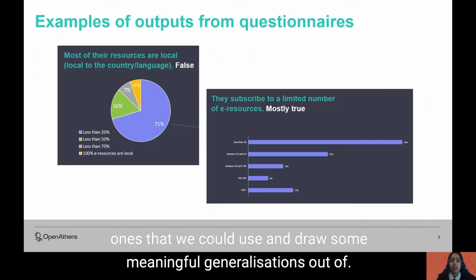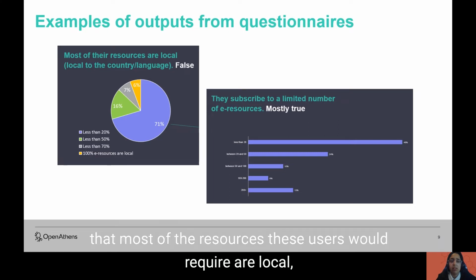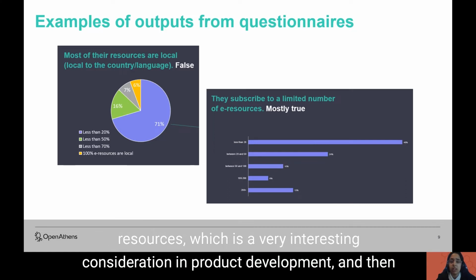generalizations out of. For example, we found that we had an assumption that most of the resources these users would require are local, when in fact 71% subscribe to less than 20% national resources, which is obviously a very interesting consideration in product development.